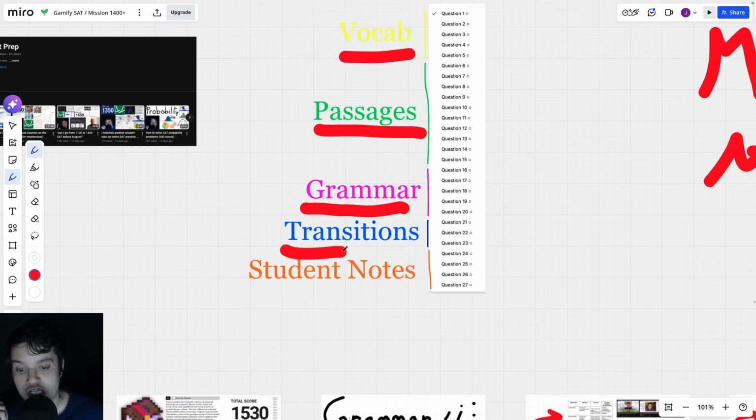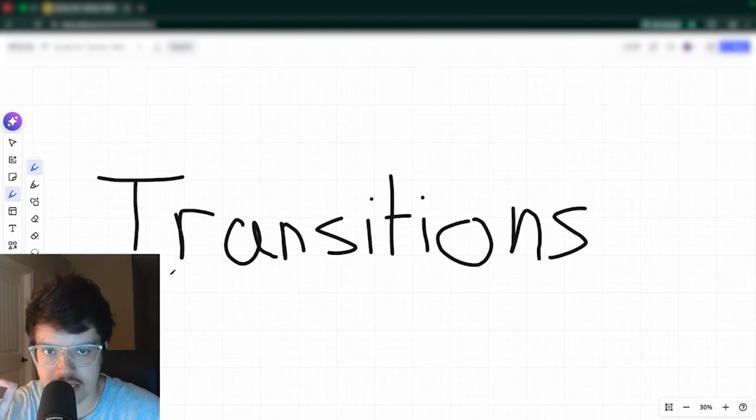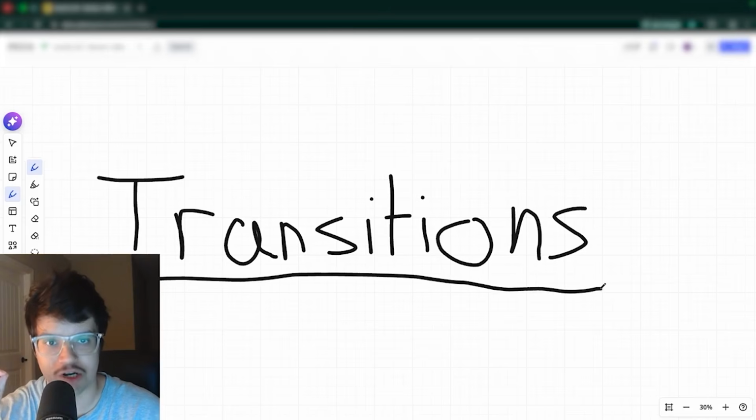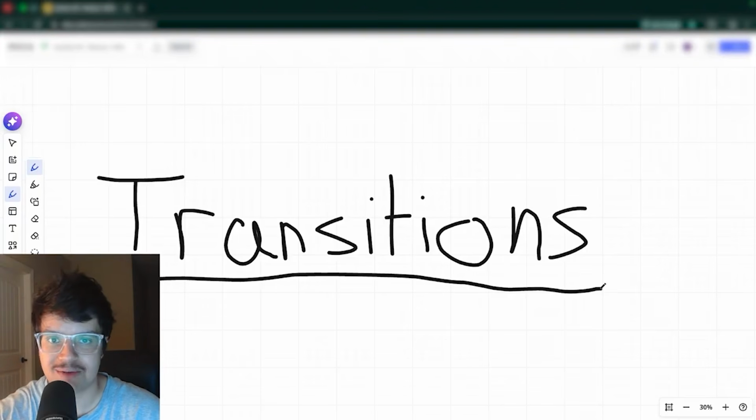Next we have transitions. This is going to make up about 3 to 4 questions after grammar on the test, and here's that. So how do you actually solve SAT transition problems? Believe it or not, I genuinely believe that transition problems are some of the hardest reading questions you're going to see on the SAT. But thankfully, solving them is actually not too complicated. The process is pretty clear, and if you just follow it on every single question, sure, sometimes they'll be really hard, but most of the time you'll just be able to solve it fine without any problems.